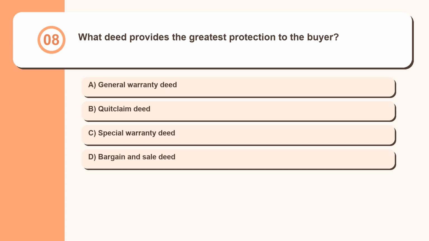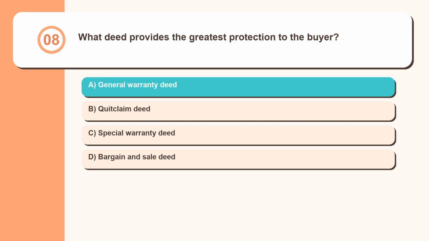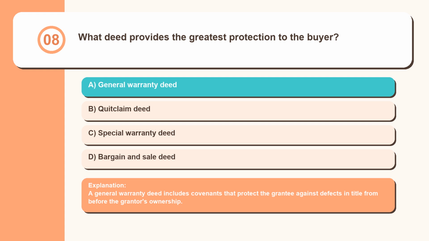Question 8. What deed provides the greatest protection to the buyer? General warranty deed, quitclaim deed, special warranty deed, bargain and sale deed? A general warranty deed includes covenants that protect the grantee against defects in title from before the grantor's ownership.